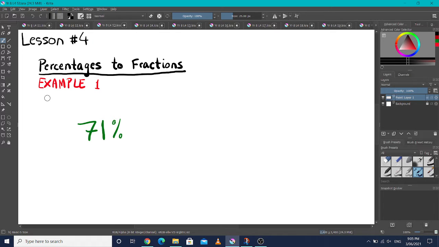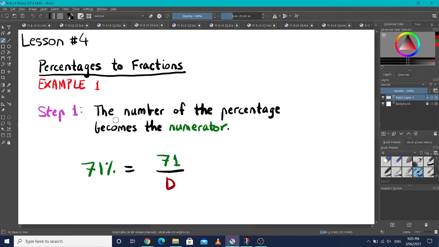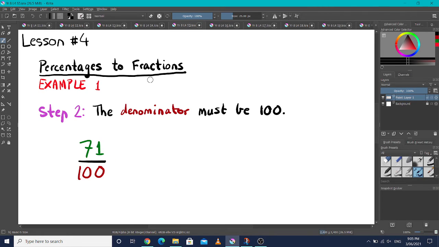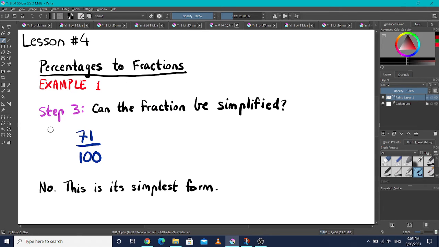For our first example, we are going to look at 71%. So step 1, the number of the percentage becomes the numerator, which means 71 will become the upper part of the fraction. Step 2, the denominator must be 100, so 100 is the lower part of the fraction. And step 3, can the fraction be simplified?